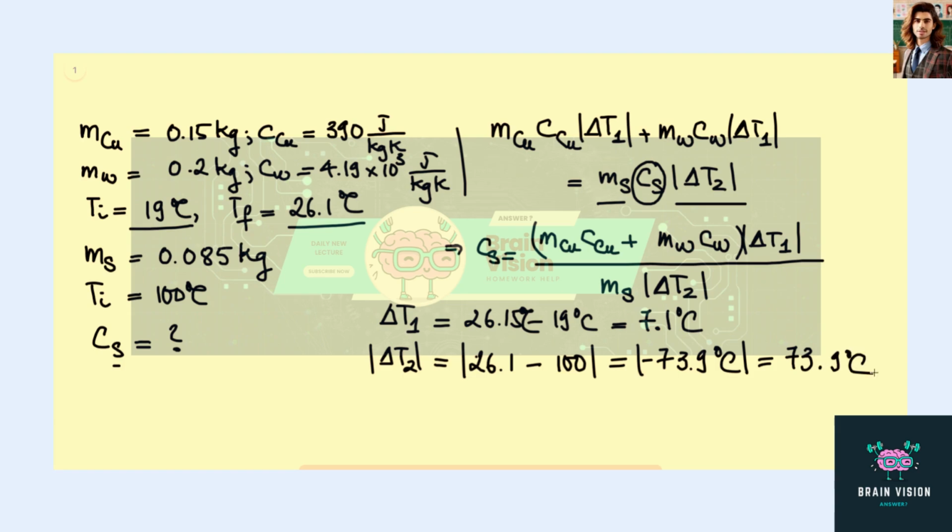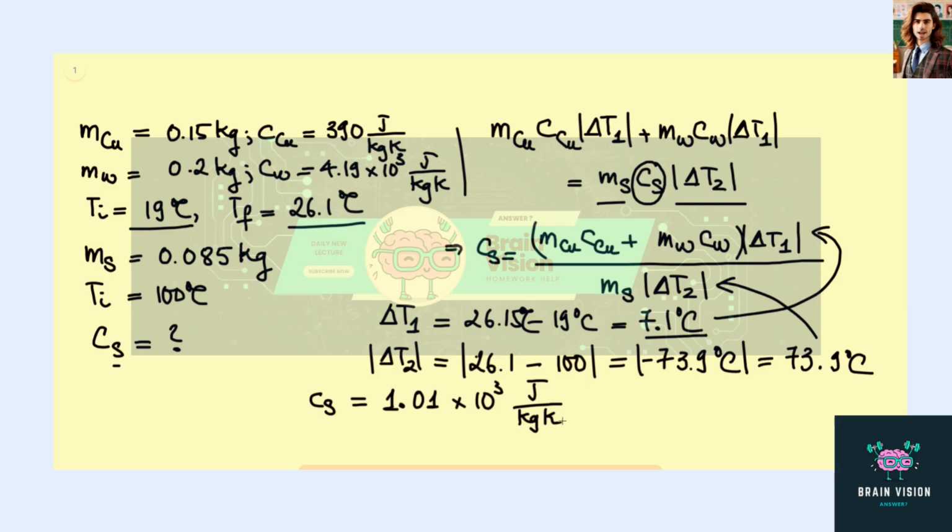And so you just shove all these numbers in here. I suppose this should go in here, and this number should go in here, and all of these numbers can go on the top and on the bottom. And if you do that, if you plug in all these numbers, you will get the heat capacity of the unknown substance is roughly 1.01 times 10 to the third joule per kilogram K. So that's the answer to this problem.